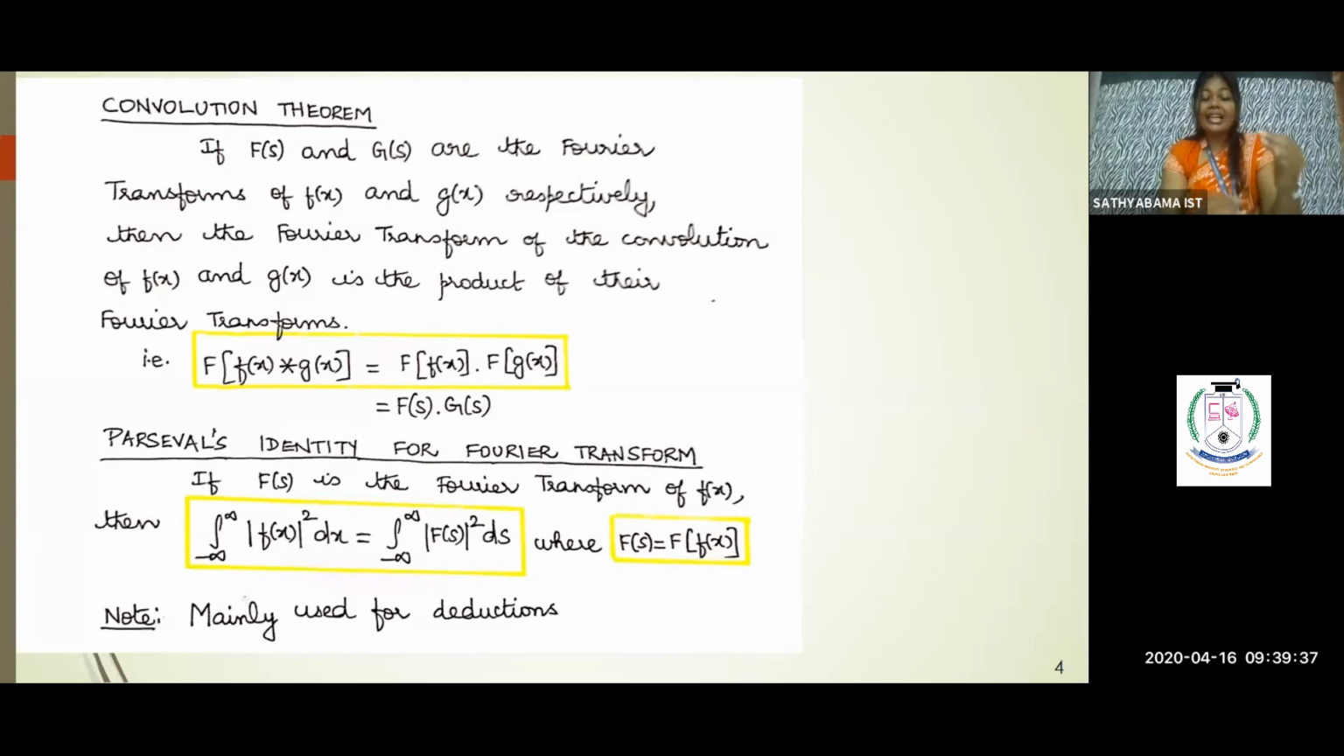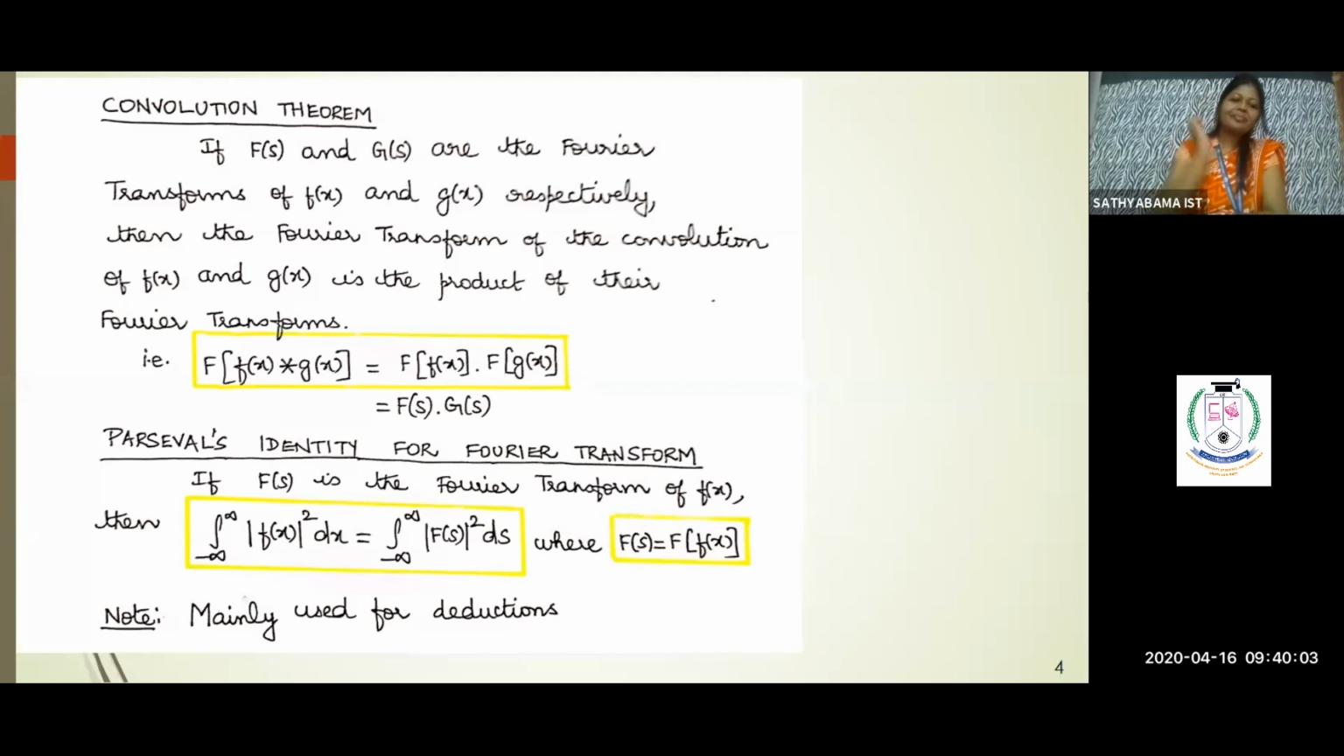Okay. And another important reason is this theorem is used to derive Parseval's identity. All right. Okay. So what's convolution theorem? Fourier transform of f of x convolution g of x is equal to Fourier transform of f of x into Fourier transform of g of x. All right. Okay. Now we come to the most important part, which is Parseval's identity for Fourier transform. Let's have a look at the statement.